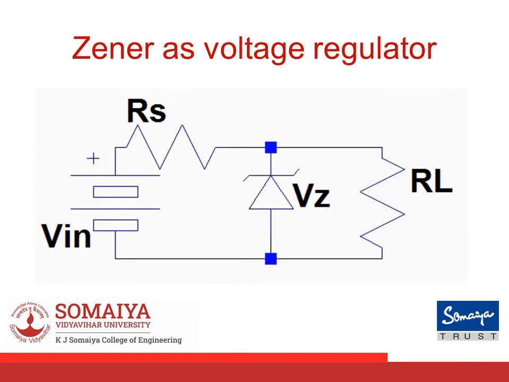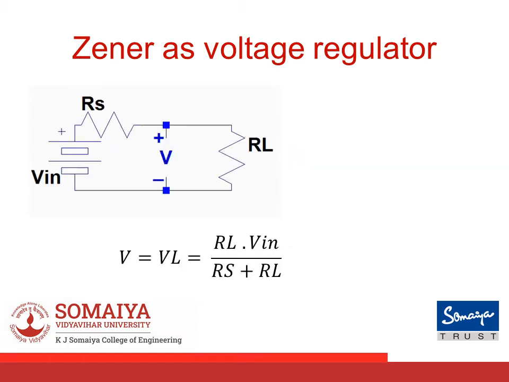This is the circuit of a shunt regulator, where the Zener is connected in shunt with the input source. The cathode of the Zener is connected to the positive plate of the battery and the anode of the Zener is connected to the negative plate of the battery, making sure that the Zener is in the reverse condition.